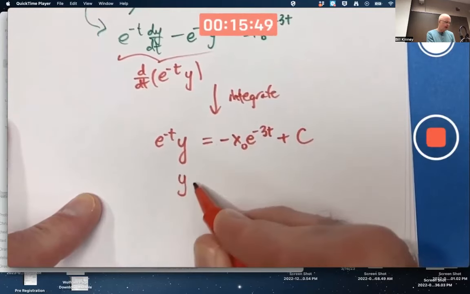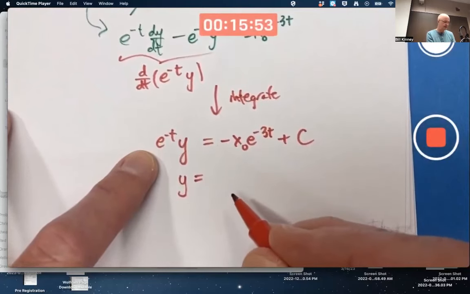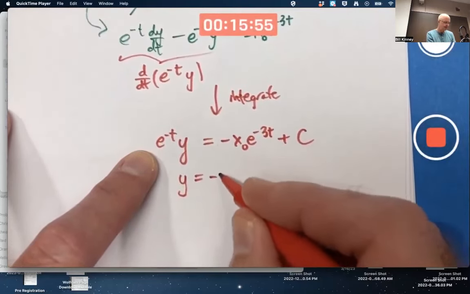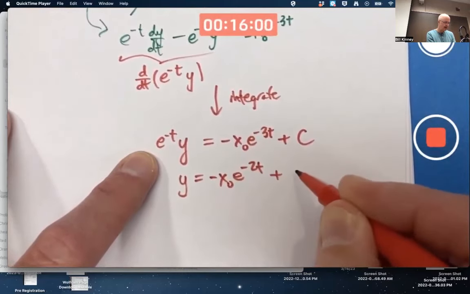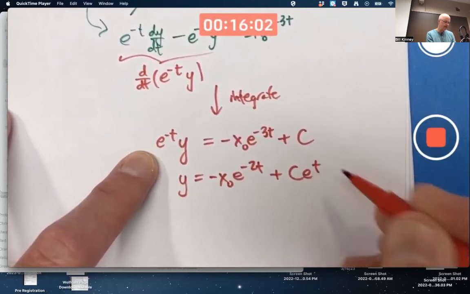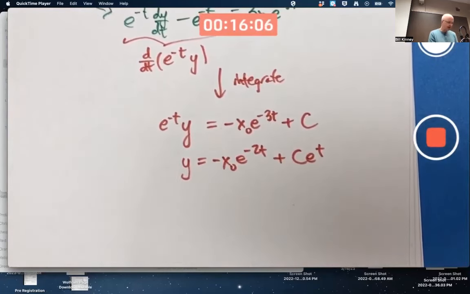Solve for y now by multiplying both sides by e to the positive t, or equivalently dividing both sides by e to the -t. And we go back to a -x naught e to the -2t. And with the c, we get an e to the positive t. There's a general solution of the dy dt equation.